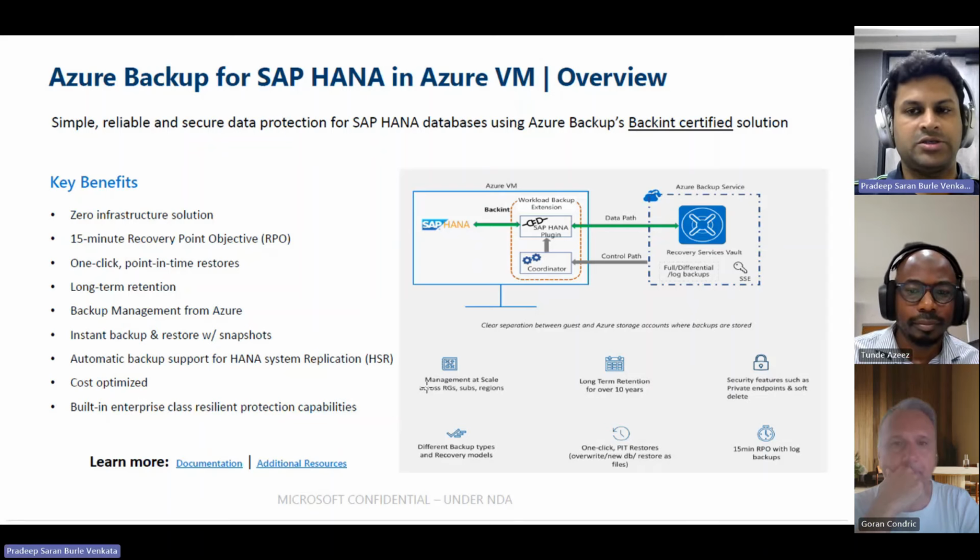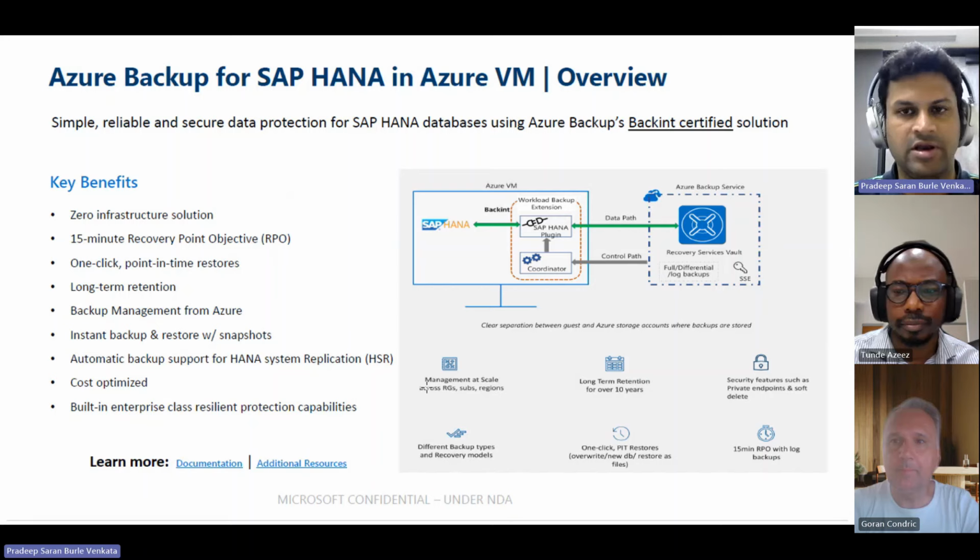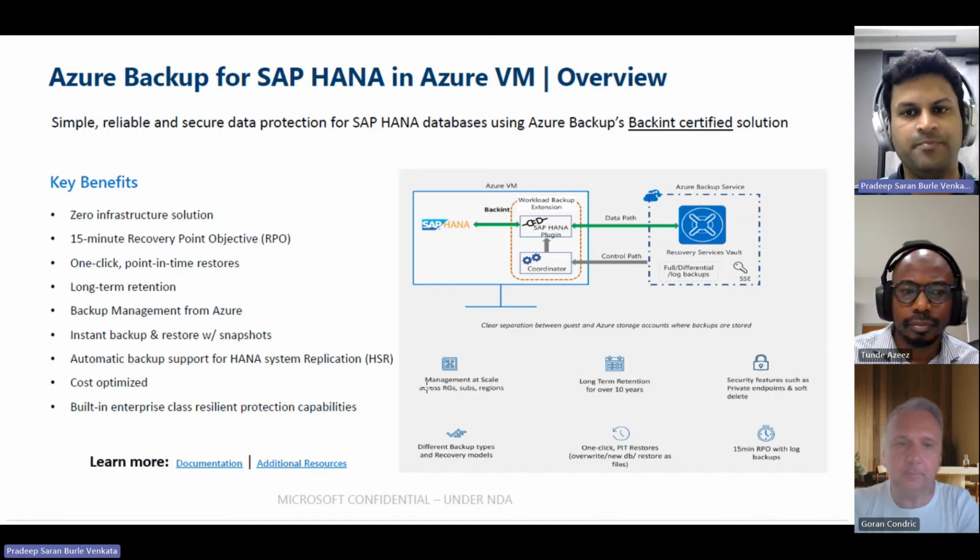I would also like to talk about the basic architecture of what we are doing with HANA Backup. We have an extension that we install on the customer's VM. To reiterate, we don't install anything at the HANA database level, so there is no impact. We directly install an extension at the VM level, and that extension talks to the Backint channel via the HANA database. That's where we take the backups and stream them directly to Recovery Services Vault.